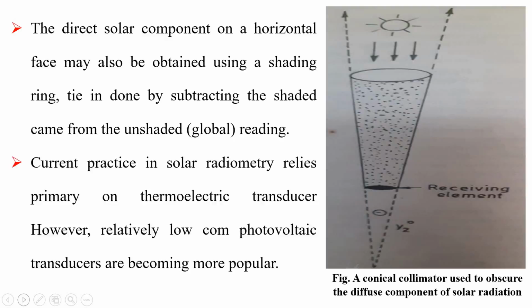The current practice in solar radiometry relies primarily on thermoelectric transducers. However, relatively low-cost photovoltaic transducers are becoming more popular. These two transducers, thermoelectric and photovoltaic, are becoming more popular in solar radiometry.